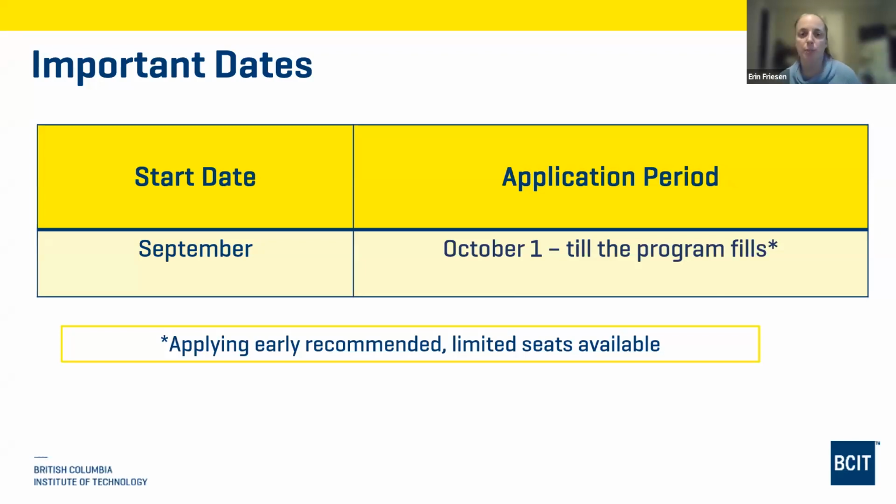So our program, the diploma, starts every September, and we take applications for this program from October 1st until the program fills up. And so we offer the seats on a first qualified basis. So if you meet the entry requirements and you're applying and there's still a seat available, you will be given a seat into our program. And then once the program fills up, we will then operate on a waitlist. You'll be offered a seat and you'll be in a waiting period until the next seat is available. So if you're interested, I recommend you apply early to guarantee yourself a seat in this program.